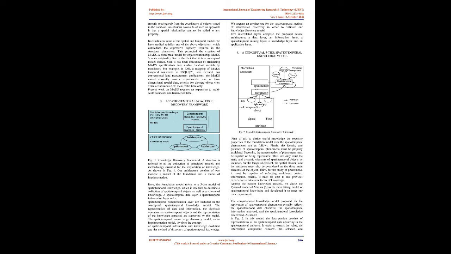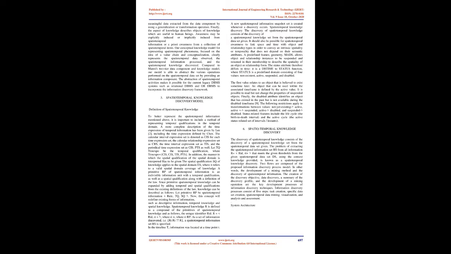A spatio-temporal data layer, a spatio-temporal information layer and a spatio-temporal comprehension layer are included in the conceptual spatio-temporal knowledge model. The representation of data and information, the algebraic operation on spatio-temporal objects and the representation of the knowledge extracted are supported by this model. The spatio-temporal knowledge discovery model, as an implementation model, involves the concept of spatio-temporal information and knowledge evolution and the method of discovery of spatio-temporal knowledge. We suggest an architecture for the spatio-temporal method of information discovery in order to validate our knowledge discovery model. 5 interrelated layers compose the proposed architecture: a data layer, an information layer, a spatio-temporal mining layer, a knowledge layer and an application layer.